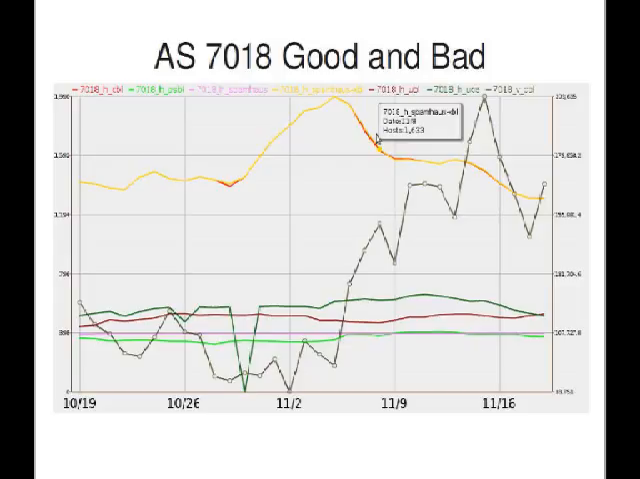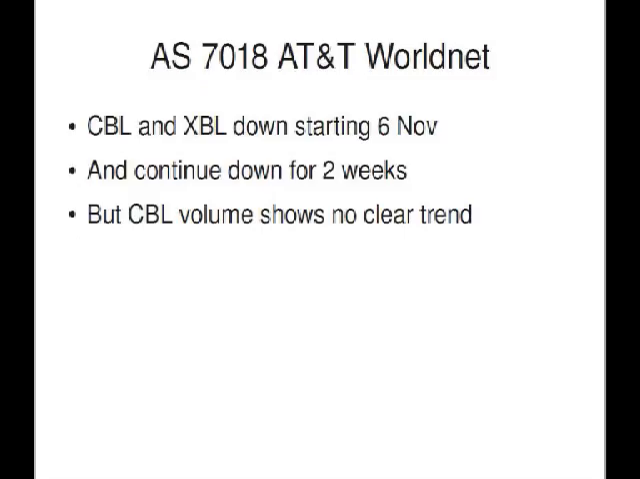Here's another ASN, 7018. Steeper downturn on CBL and XBL, same phenomenon on the volume.